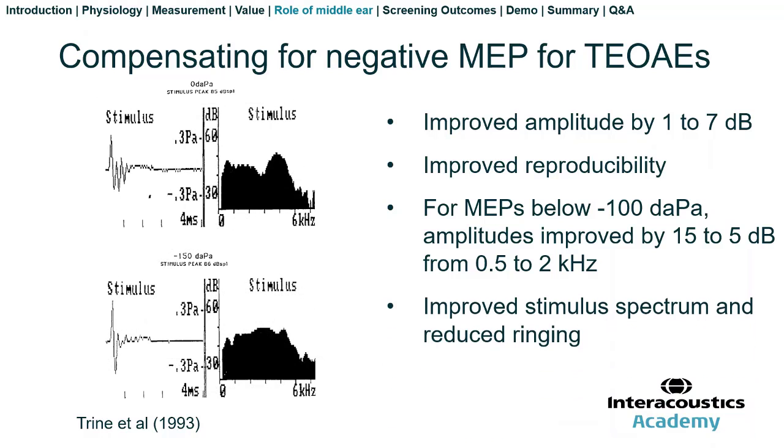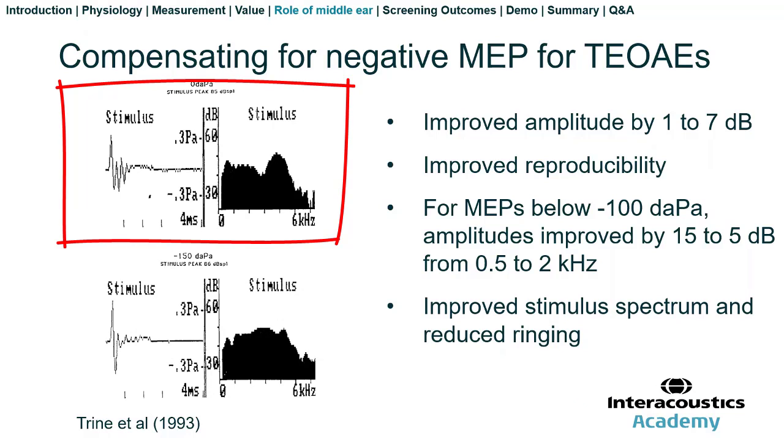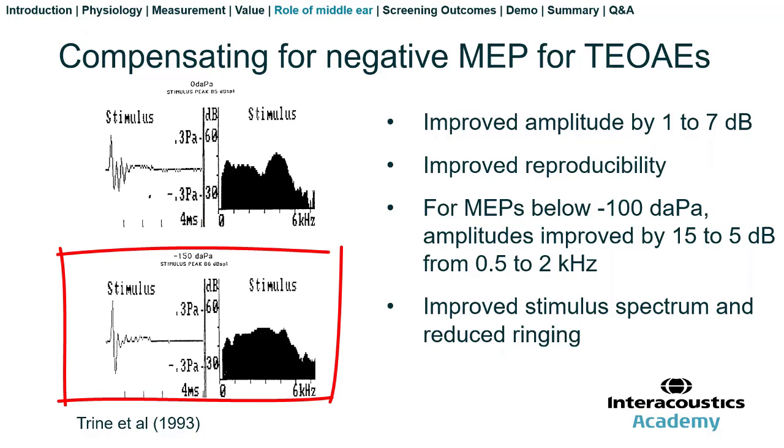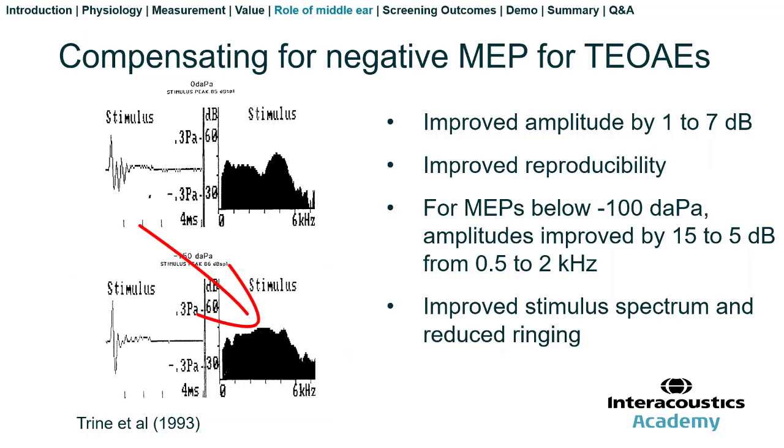Another effect of negative middle ear pressure is that it will affect the stimulus and the spectrum of the stimulus. It's hard to see here, but there's a little bit of ringing in the stimulus when you have negative middle ear pressure, and you get a sort of jagged spectrum in the ear canal when you don't compensate for negative middle ear pressure. However, when you have a stimulus here, in the case of compensation, the ringing is gone, and the spectrum is smooth, which is what you ideally would like for a broadband click signal.